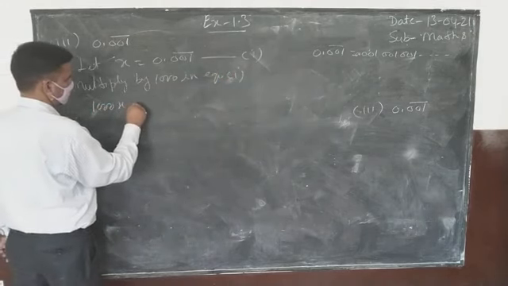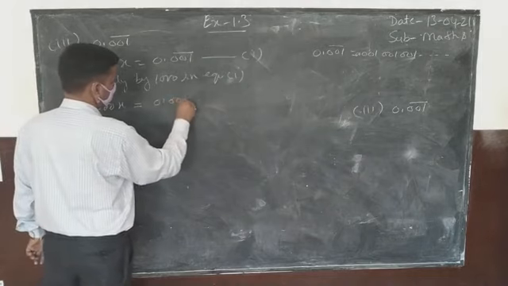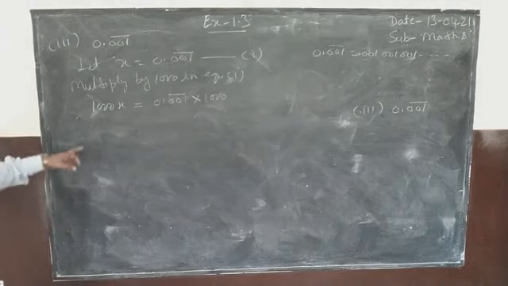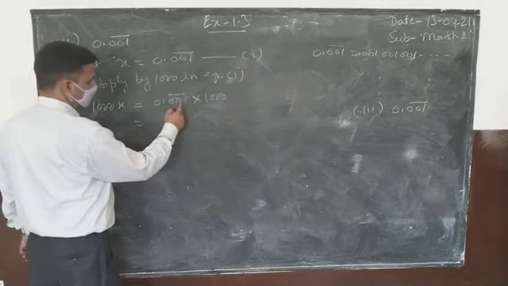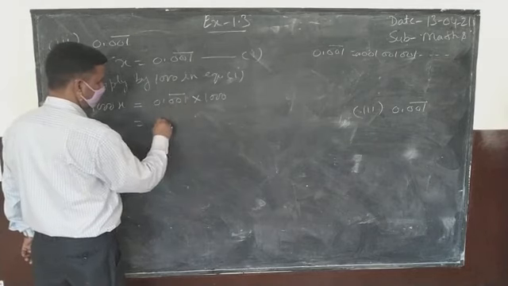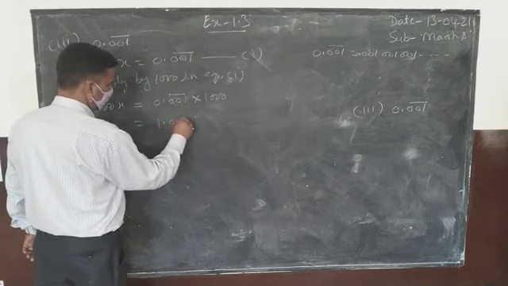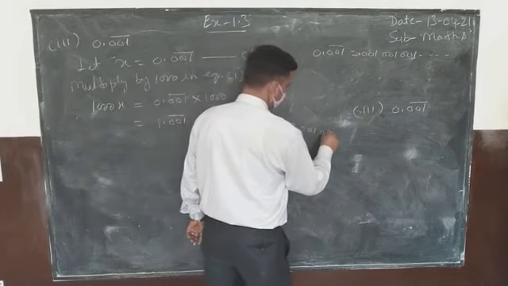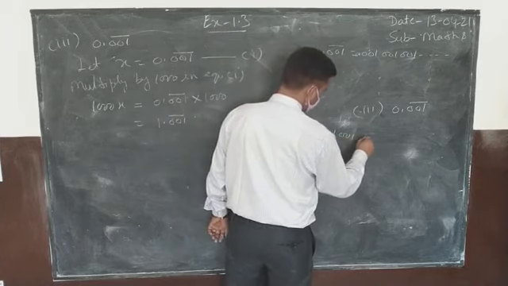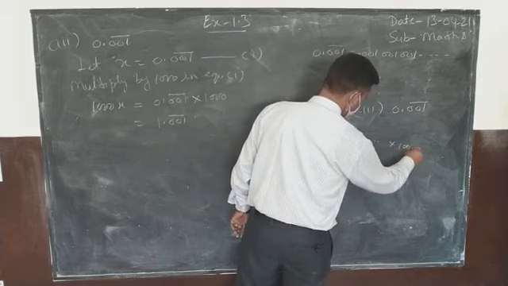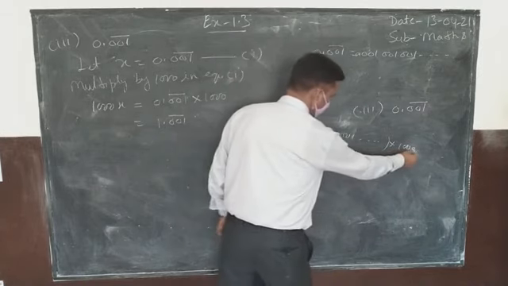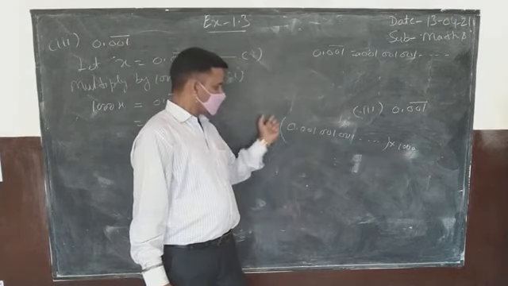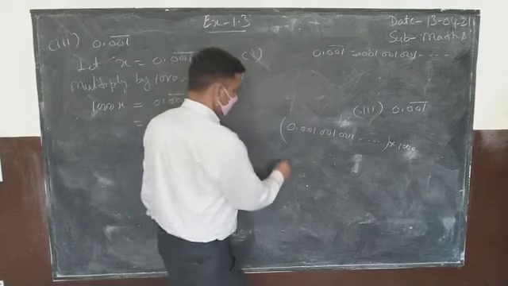1000x equals 0.001 bar multiplied by 1000. Both sides multiply. After that, since there are 3 digits, you multiply by 1000 and get 1.001 bar. How to multiply? Suppose you have 0.001, 001, 001, and so on. Multiply by 1000 here. There are 3 zeros here, so the 3 digits will shift to the left side.